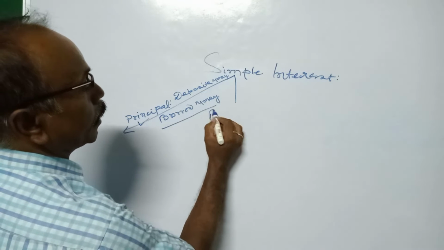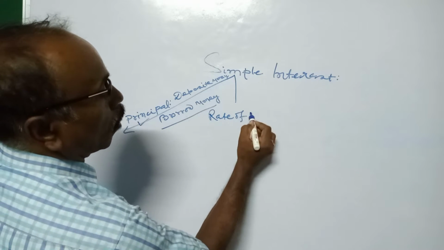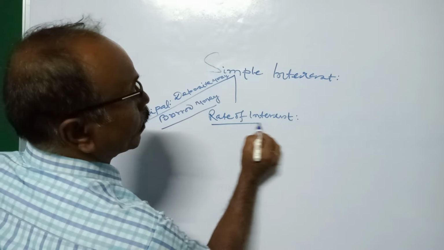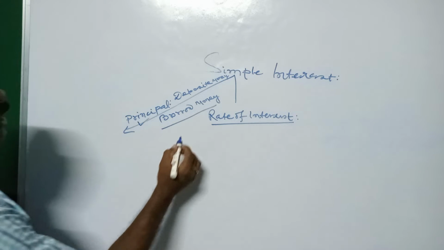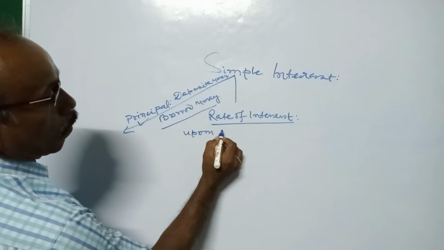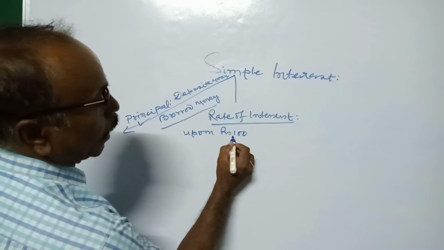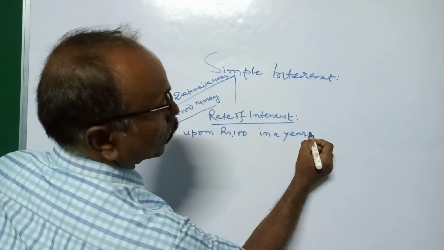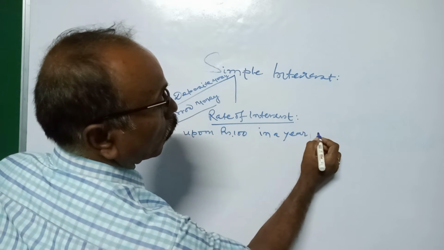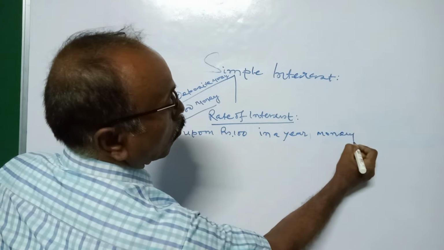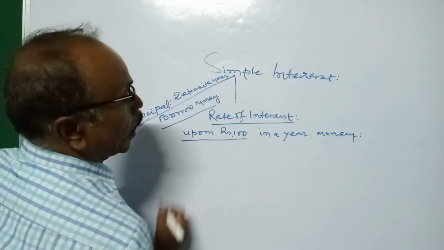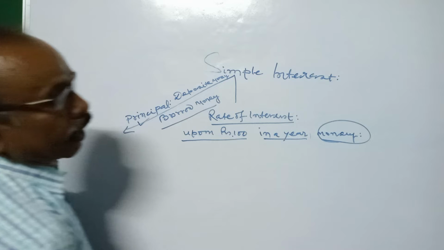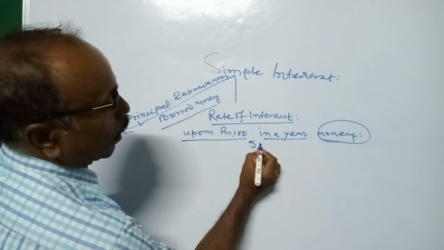Similarly, rate of interest. Rate of interest is always calculated upon rupees 100 in a year. Upon 100 rupees in a year, the money is called its rate of interest, such as 5%.